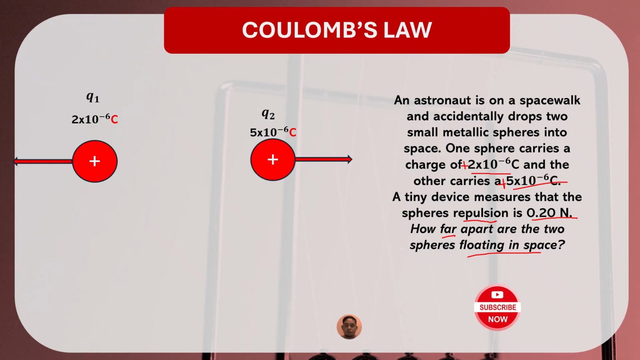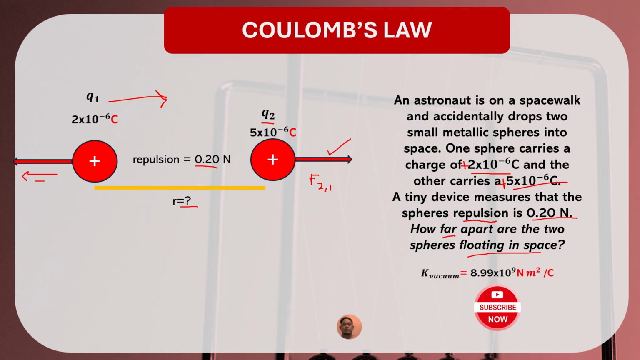Remember, it's going to the right. That's force two due to one, right? Charge two is our reference point or the point charge, and what will charge one do to charge two? It will push charge two. So you have this direction. Same is true with this one, going to the left or negative. Repulsion is given in the problem. It's 0.20 newtons, but we do not know the distance in between, so it's unknown.